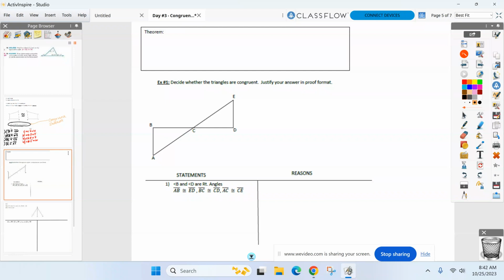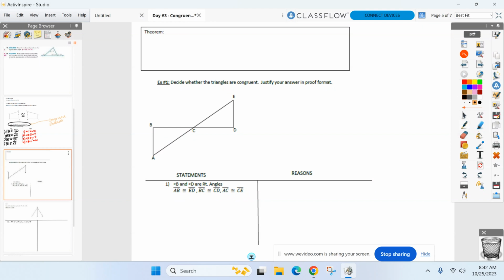So how many sides are there right now? In a triangle, how many sides? 3. So we need to make sure all 3 pairs match up and are congruent. How many angles in a triangle? 3. We got to make sure all the angles are congruent. So we got a lot of work to do. So let's start off by marking everything in the givens.